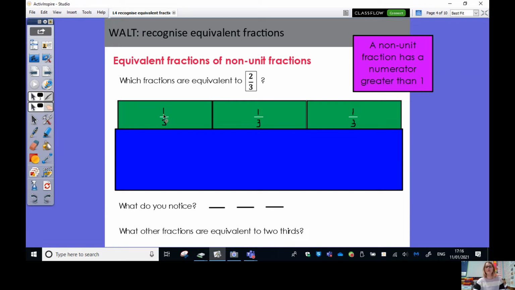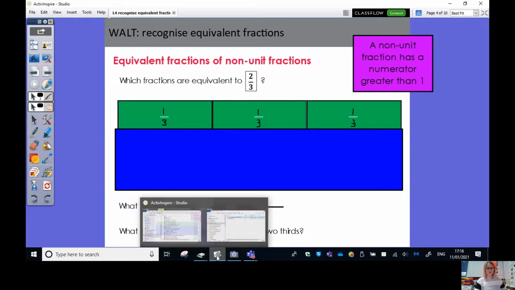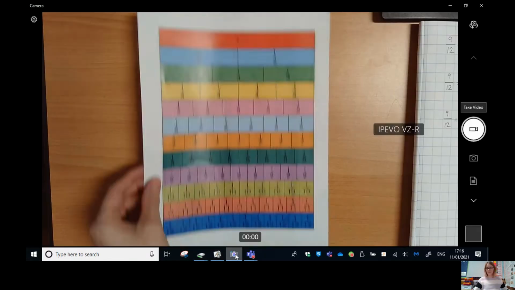Okay, so we're going to move on to non-unit fractions as well today. So a non-unit fraction has a numerator greater than 1. So 2/3 is a non-unit fraction because it has 2 on the numerator. So I want you to look now on your fraction wall at 2/3. So I'm going to pop this under the visualizer so you can see it a bit more clearly.